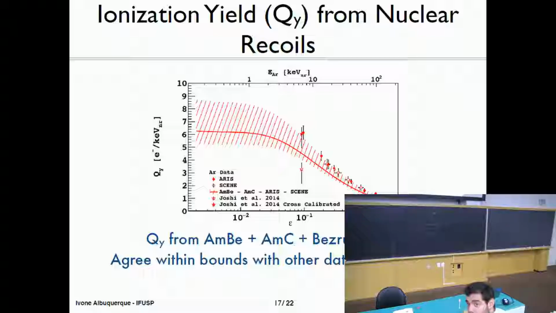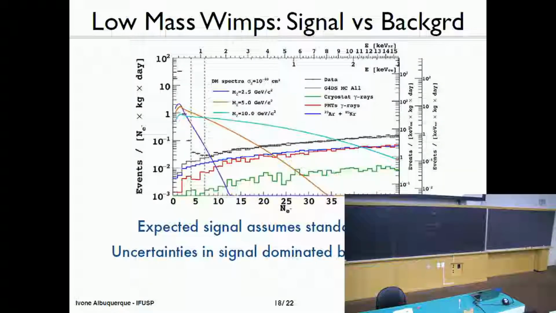These two experiments here are ARIS and SCENE, which were dedicated experiments to try to understand the nuclear recoil in argon. And our result is a bit lower than these experiments. So we take this difference as a systematic effect and include it as a systematic error. Anyhow, the fact that it's lower means that our limits will be more conservative. So with this, we can compare our data to what's expected from WIMP models.